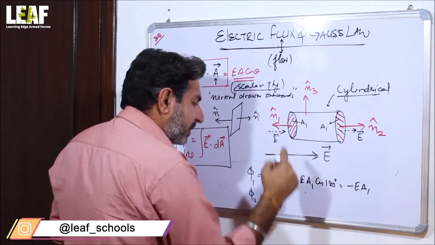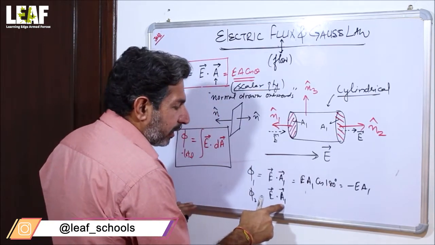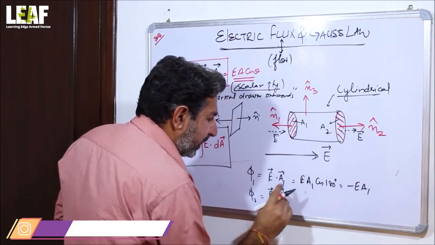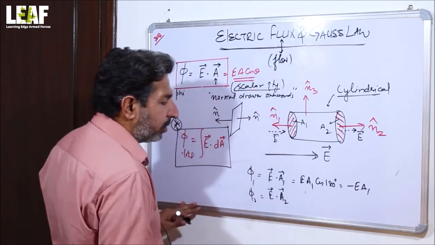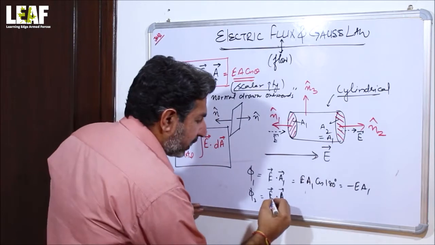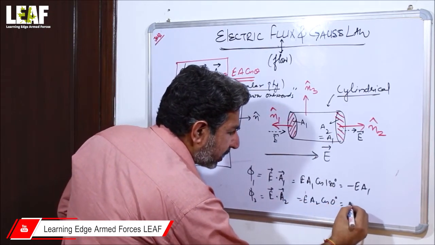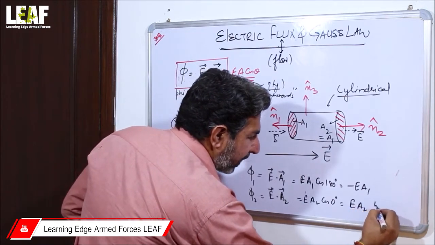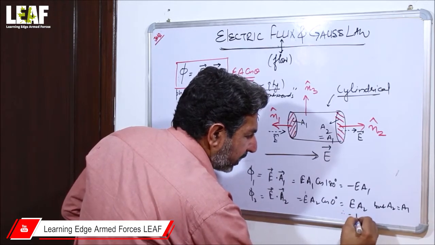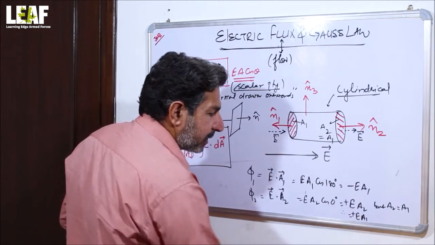Again, the value is E1. So I am going to write the vector same as A1. To make it a little easier, let's say it is A2, but A2 has magnitude equal to A1. So it is E dot A2, so it is E A2 cos 0 degrees, so it is E A2. But A2 is equal to A1, so therefore it is equal to E A1, and the sign is plus.